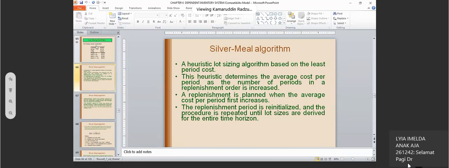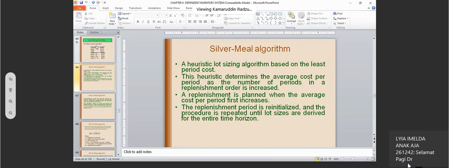We continue our discussion on the lot sizing technique under the MRP, Material Requirement Planning. And for this morning class, we start with the Silver-Meal algorithm, which is a heuristic lot sizing algorithm based on the least period cost. In this approach, we determine the average cost per period as the number of periods in the replenishment order is increased. So we need to find where the increment occurs during the analysis.